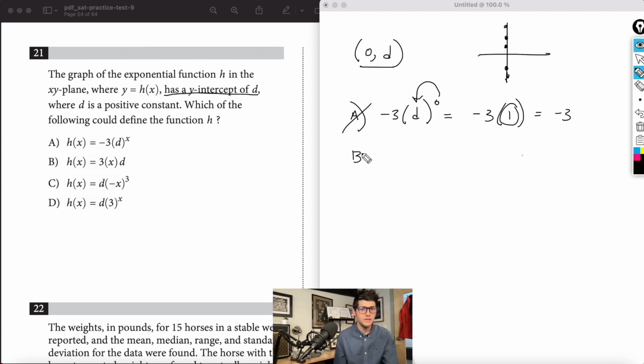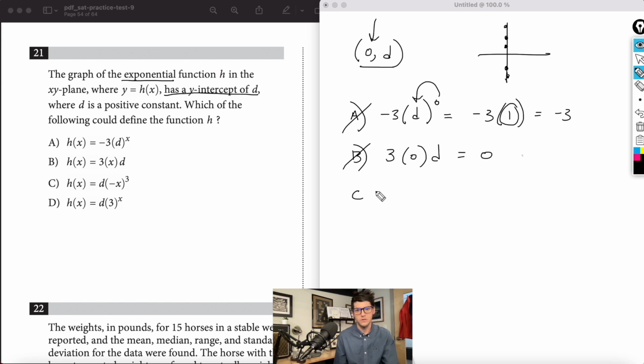Answer choice B is not even an exponential function. But if you weren't aware of that, that's okay. We could still work it out. So again, putting the x value of 0 in, we need the equation to spit out a d. In this case, this just equals 0. Right? 0 times anything is 0.